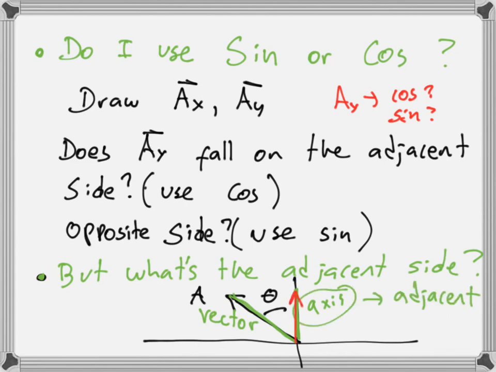So if you're wondering about the y component of this vector, notice that the y component vector falls on the y-axis, which in this example is the adjacent side of theta. So that tells you that when computing the y component of the vector, you're going to be using the cosine of that angle theta in the picture.